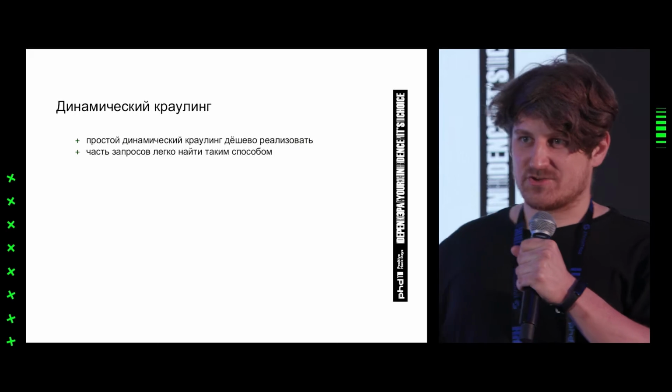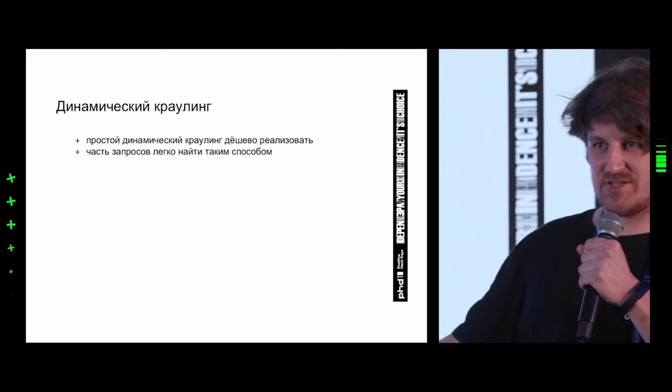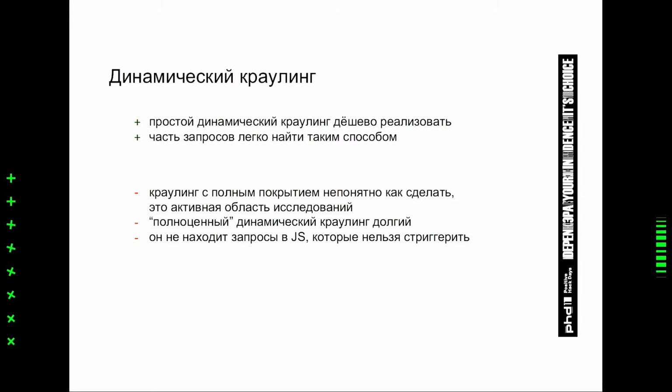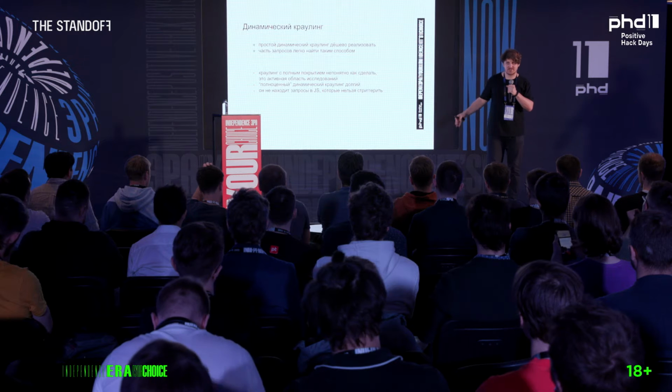And this is what Anatoly Ivanov was referring to in his presentation in last PhD days. It's rather easy. You can just take a library and write some bits of code, and you can easily trigger some of the requests with this kind of dynamic crawling. But how to do it with full coverage? This is an issue.